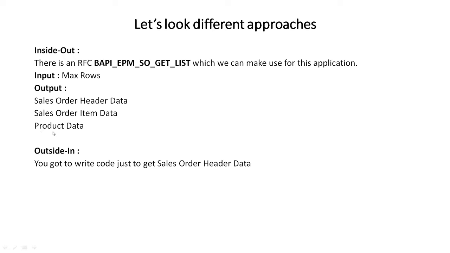Since it is doing all this extra logic, it is going to take extra time to process our request. So instead of using this function module, we are going to write a piece of code which will only give us sales order header data instead of the sales order item data and the product data. Okay, so let's see the performance statistics when we use the function module versus when we write a piece of code which just does our job.